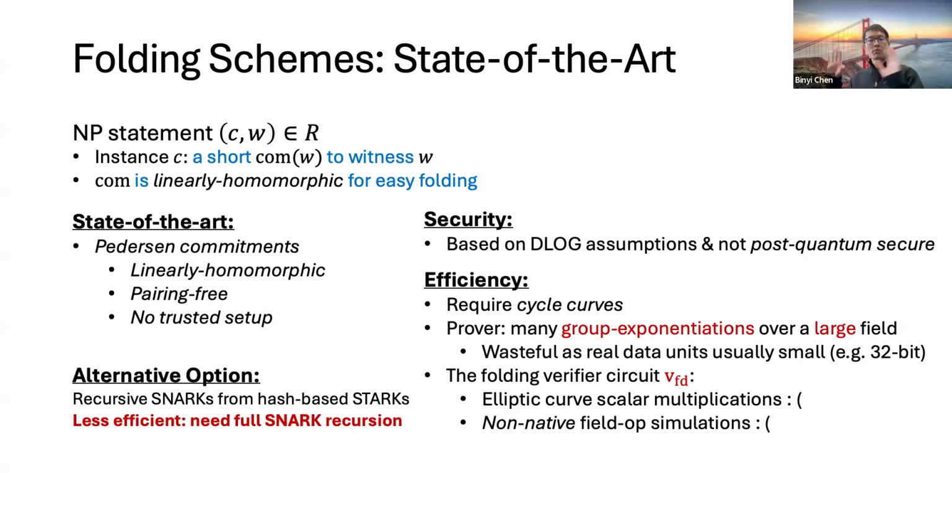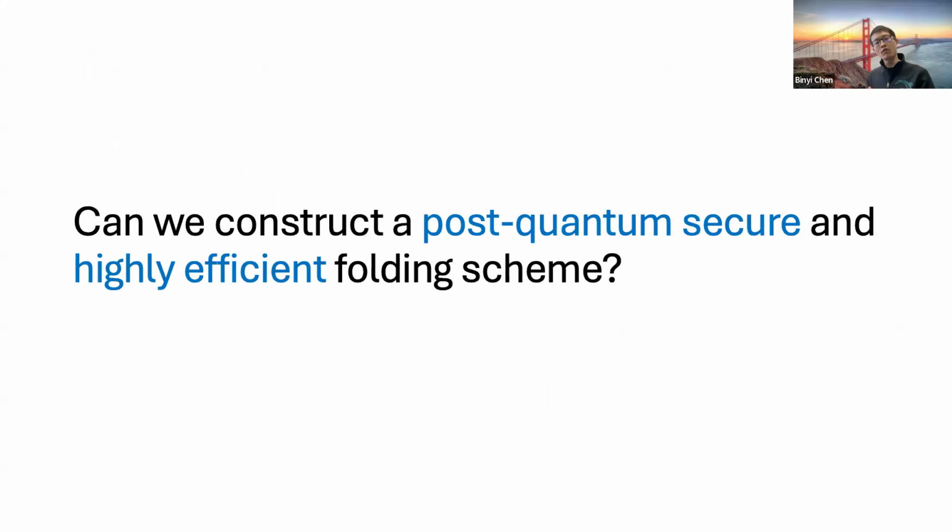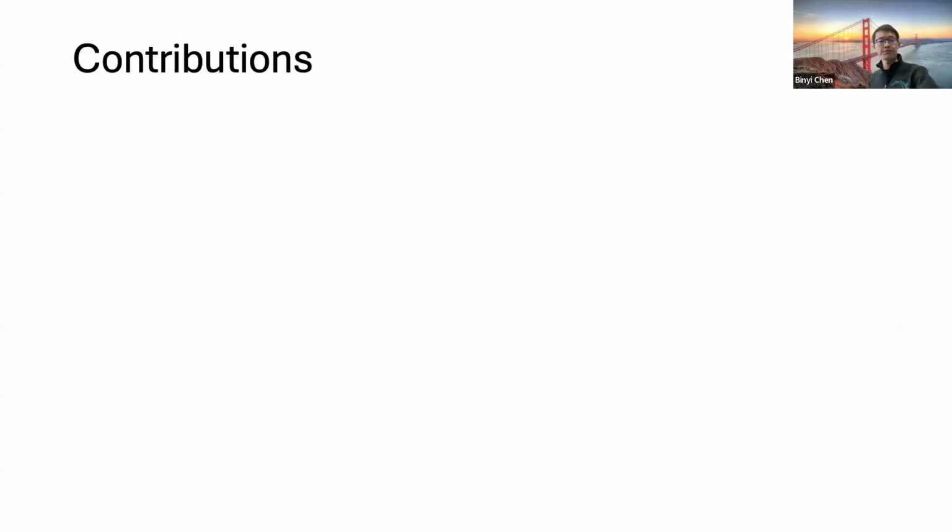So given that, we may wonder, why not just use some alternative way to do that? Let's just use a pairing-based SNARK and do recursion, right? For which you can get rid of these non-native simulations. But as I said before, this involves using full SNARK recursion, which is less efficient than using this folding-scheme-based piecemeal SNARK. So our goal is still to have a very efficient folding scheme. And the question is whether we can construct such a scheme that's also plausibly post-quantum secure.